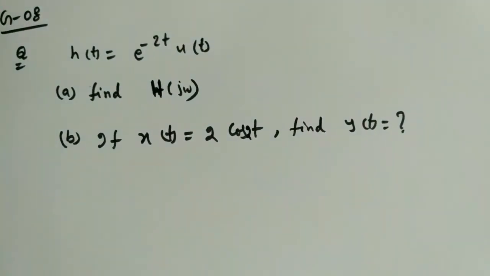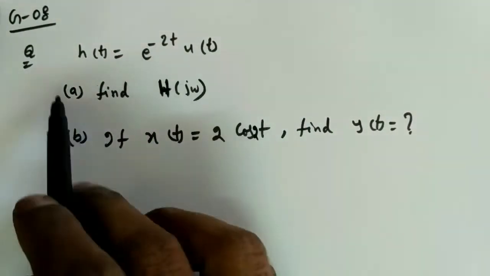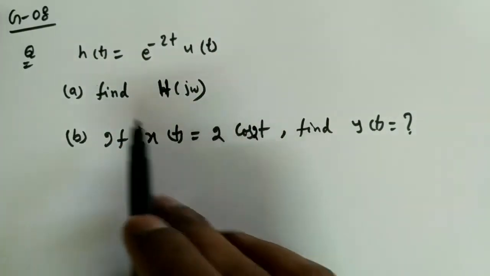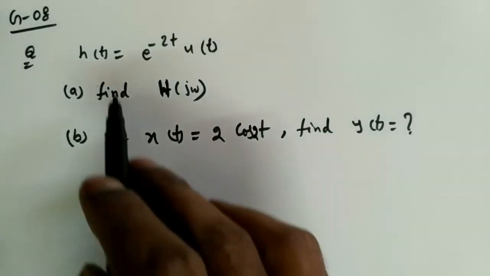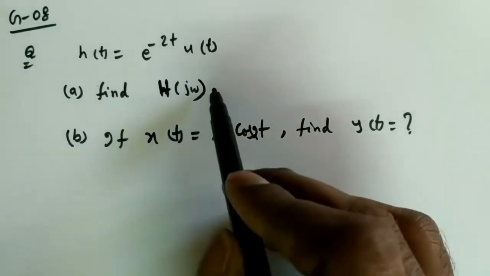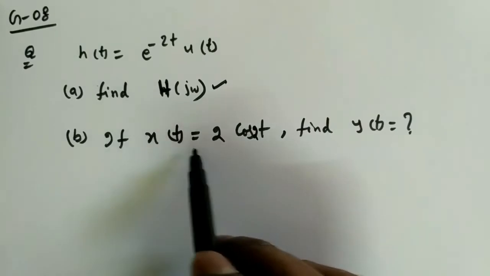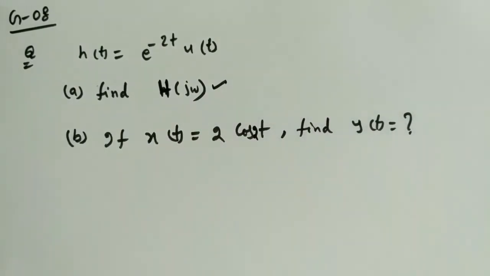Now we'll solve one more question which came in GATE 2008. It came for 4 marks, like a linked question, so once we find A, then we can find the B option. h of t is given, that is e power minus 2t into u of t. We need to find the Fourier transform of h of t, and if x of t is given, that is 2 cos 2t, then find y of t.